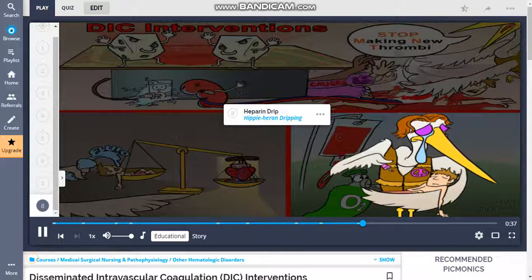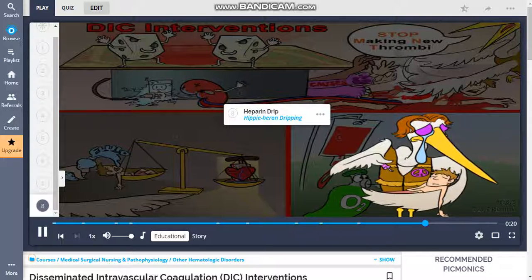Lastly, in certain situations, such as if the patient is identified to be at risk for DIC or is in the very early stages of clot formation, a heparin drip may be started if the benefits outweigh the risks, and is shown by the hippie heron dripping a tear concerned about his friend.